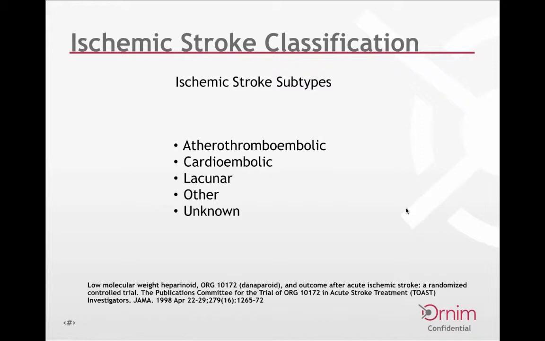And as part of this trial, what makes it such a hallmark trial in many of our views is that it, for the first time, really did a good job defining ischemic stroke subtypes. And they are right in front of your screen to read here. Atherothromboembolic, cardioembolic, lacunar, other, and unknown are the main categories. And the terminology is important to pay attention to here.